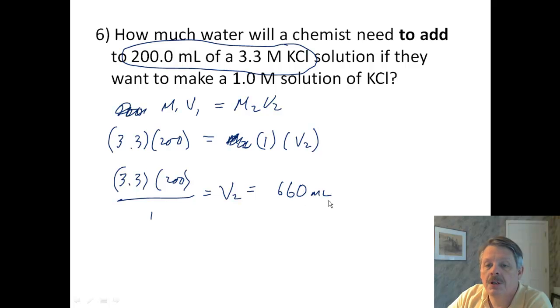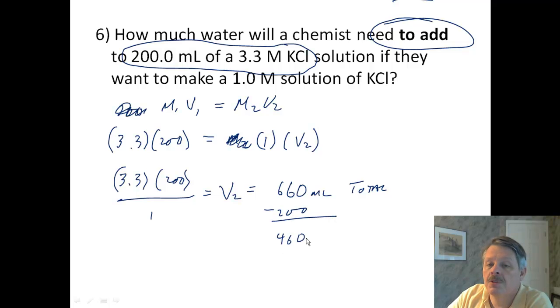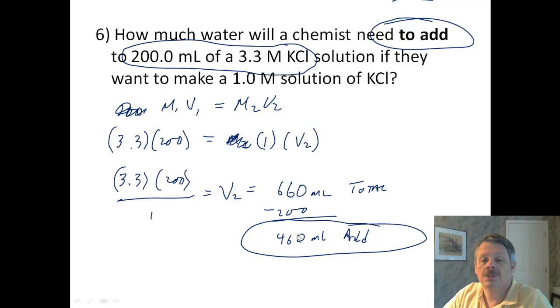So we're done. No, actually we're not, because it says how much water will a chemist need to add to 200 milliliters? Well, we're coming up with a total. This is our total at the end, 660. So we take away our initial volume, and we come up with 460 milliliters is what we had to add. So if we took 200 and added 460, we'd come up with 660. That makes sense. So that's how much distilled water we have to add to the solution to make it work.